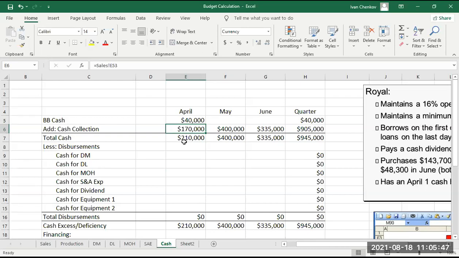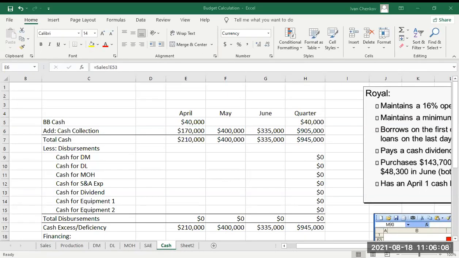Can you guys see my screen? Are you guys there? Yes. Can you see my screen? Can you guys see my screen? Yes? Yes, Professor. Okay.